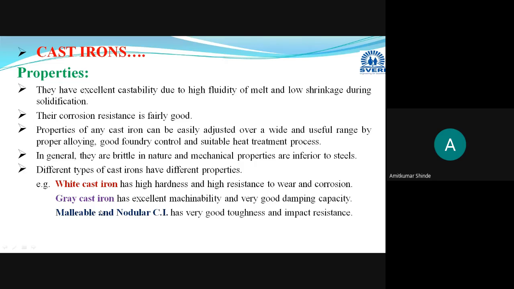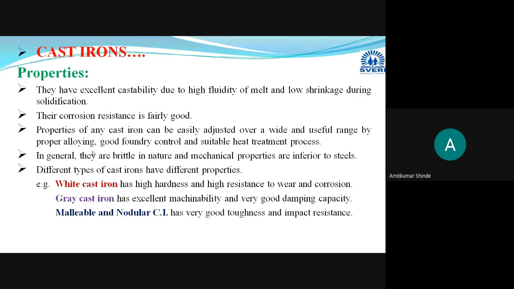These all types we are going to study in detail or in brief, but just try to understand that depending on the required properties or required application, we can change the properties of the cast irons, and we can use that cast iron depending on our need. You can change the properties, you can change their characteristics, and you can apply them to your practical use.